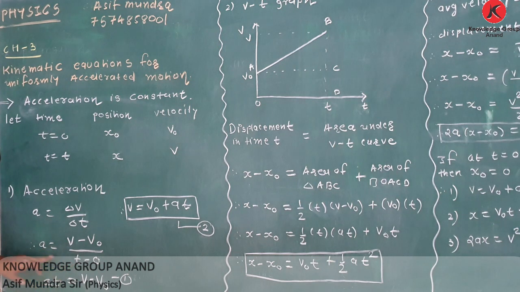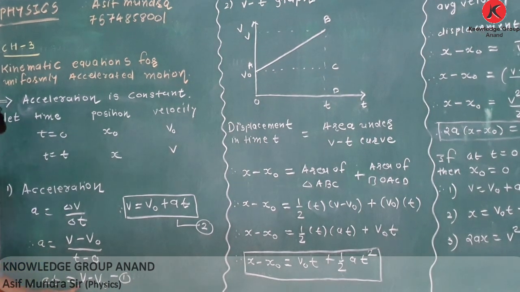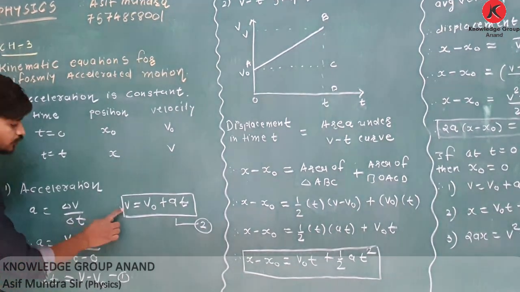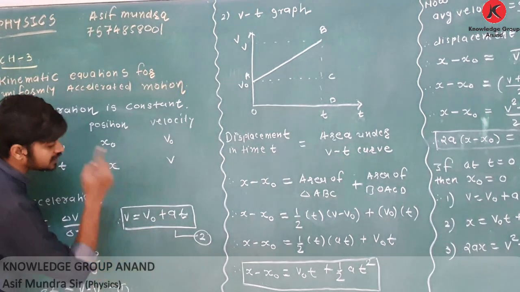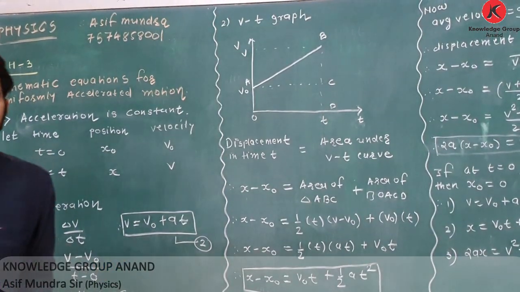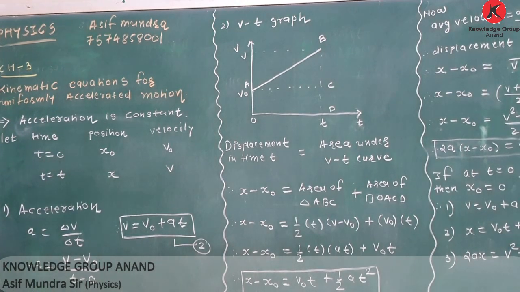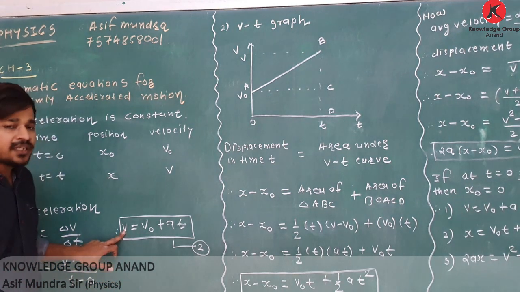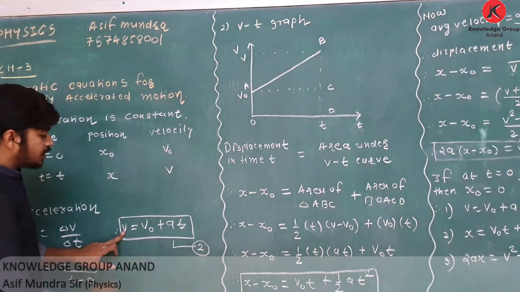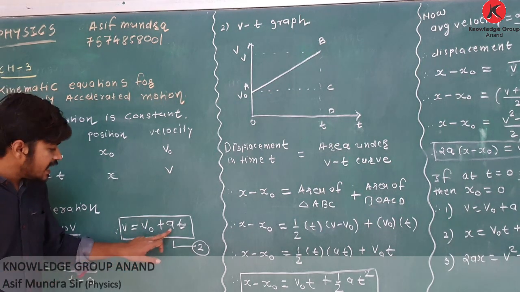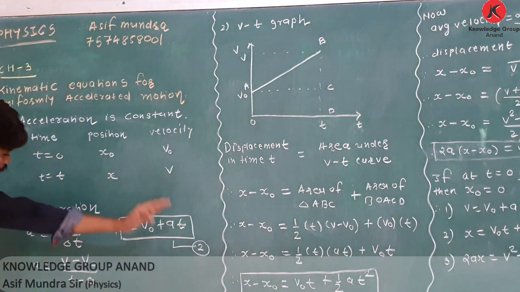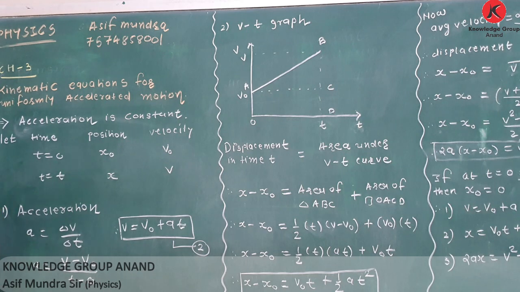Clear? Now if I multiply this t to the other side, I will get at is equal to v minus v0. Now if I make v the subject, you take v0 to the opposite side, then you will get v is equal to v0 plus at. This is the first equation of uniformly accelerated motion. What is v? Final velocity, or velocity at time t. v0 is the initial velocity and a is the constant, uniform acceleration. Clear? So that is how to derive the first equation. It is simple.